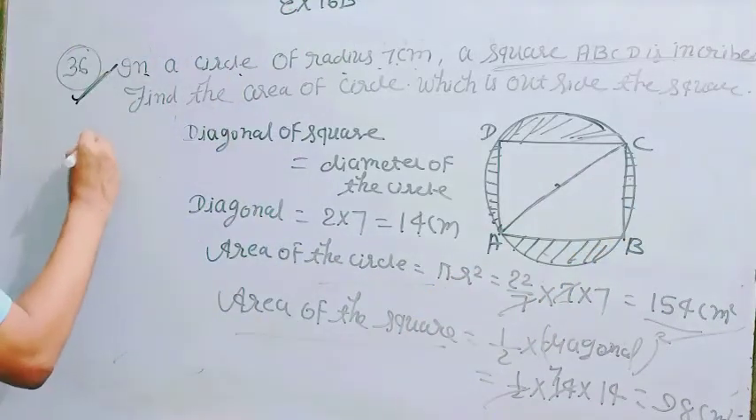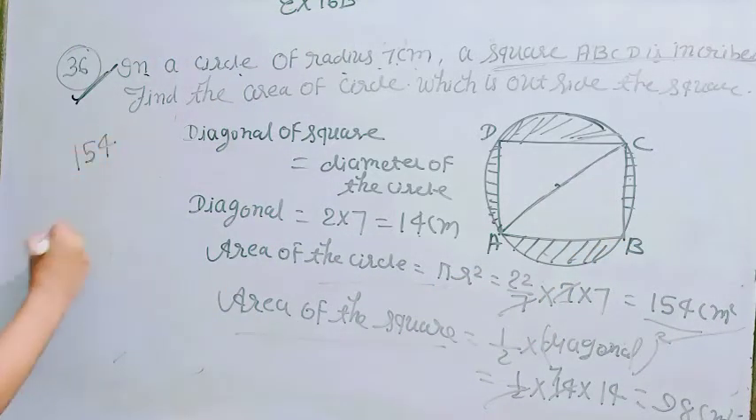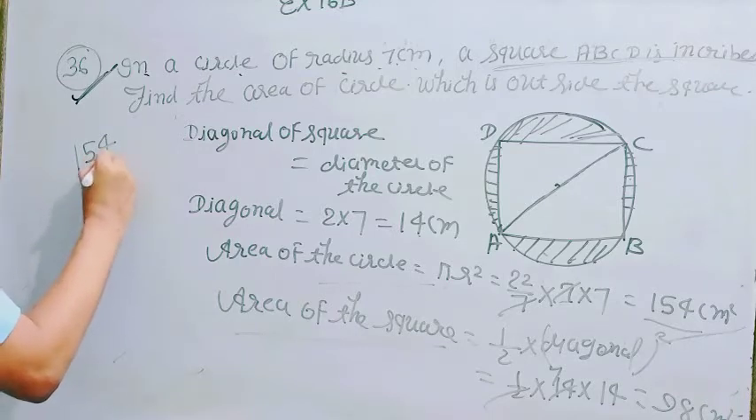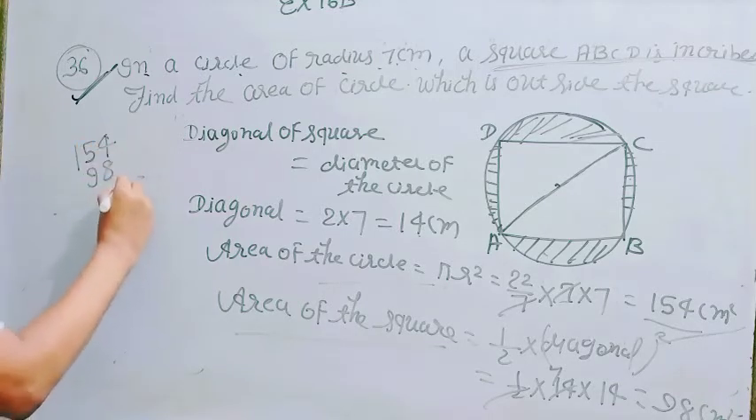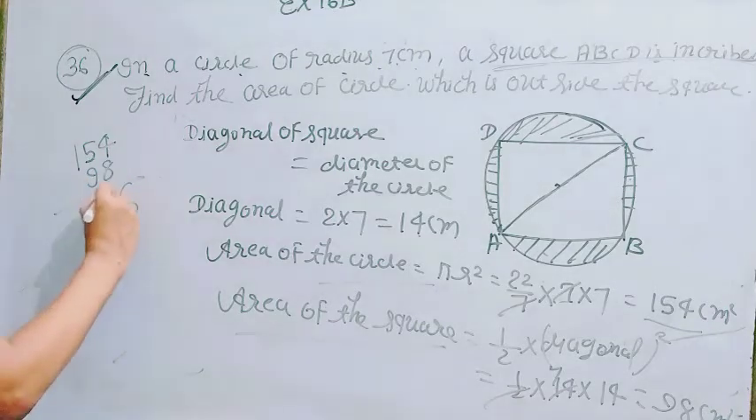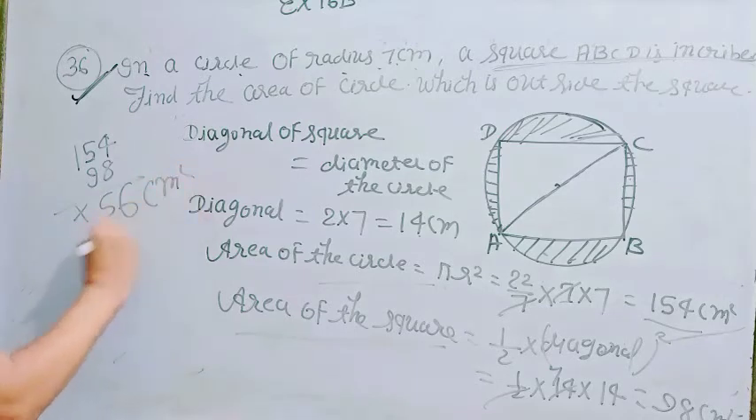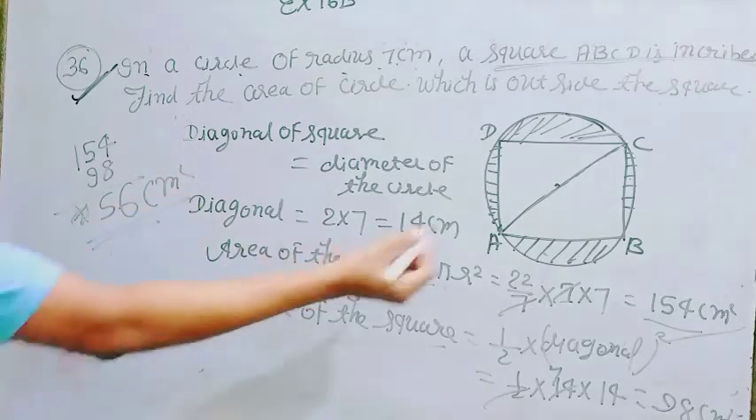So subtract 154 minus 98. Then it is equal to 56 cm square. That is the area of the shaded region.